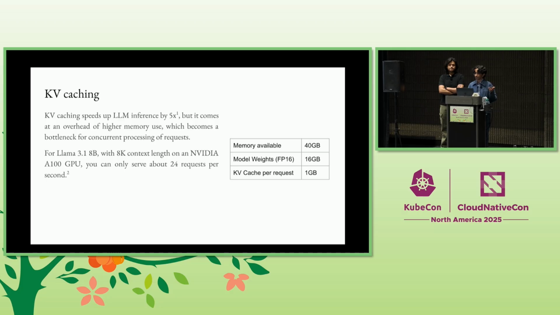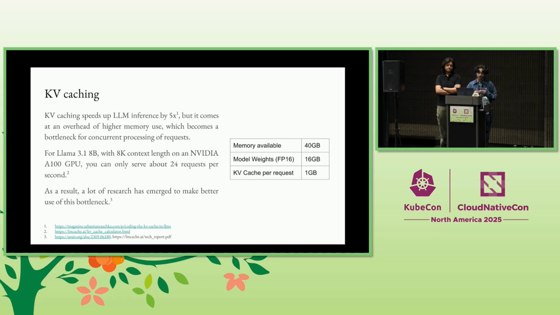And if you're using a model with 8K context length, this specific model, every single KV cache can take up a maximum of 1 gigabyte for each request, which limits your concurrent requests to about 24 per second. It will actually be slightly lower due to overheads. And so, as a result, a lot of research has emerged to make better use of this bottleneck. I've linked some papers below, which you can check out from the slides, which I'll upload after this talk.